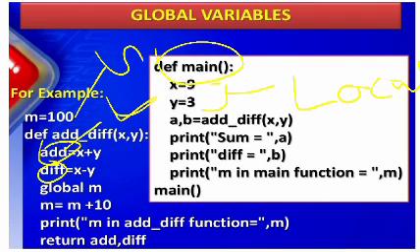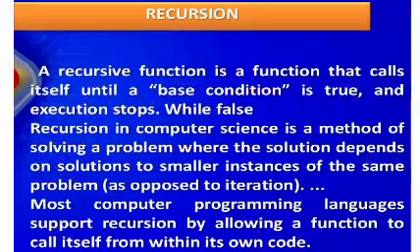Here there are two functions: first add underscore difference, and the main method. Here add is not used inside the main method, and x and y are not used inside the add underscore difference function, but m is accessible inside both functions, that is a global variable.